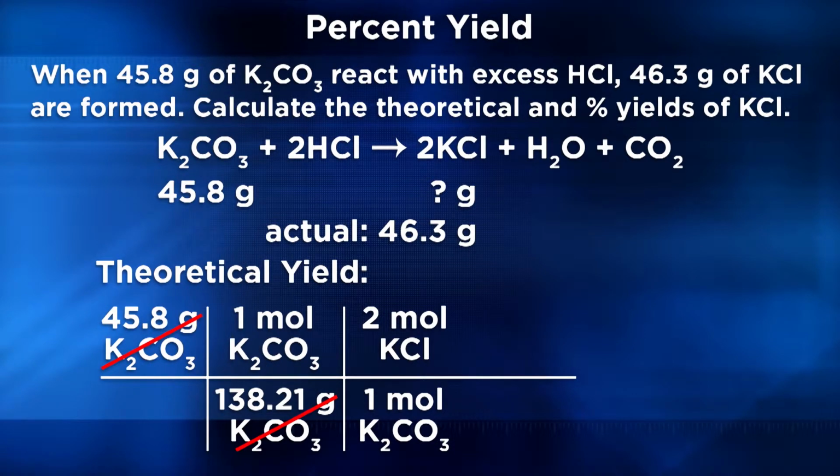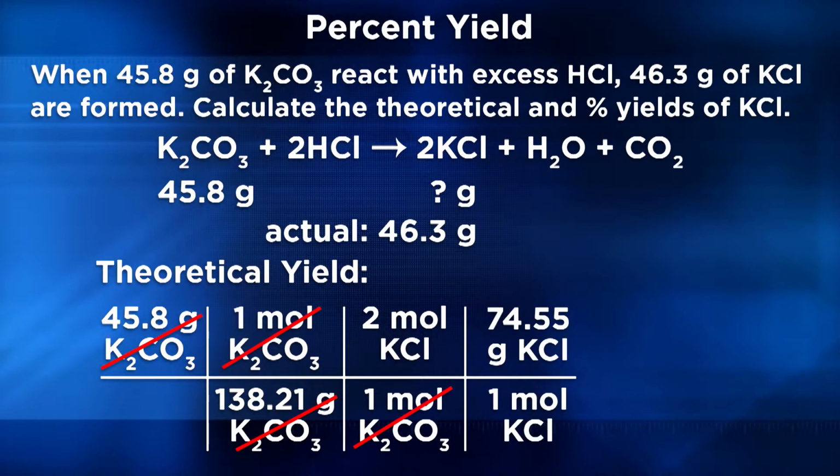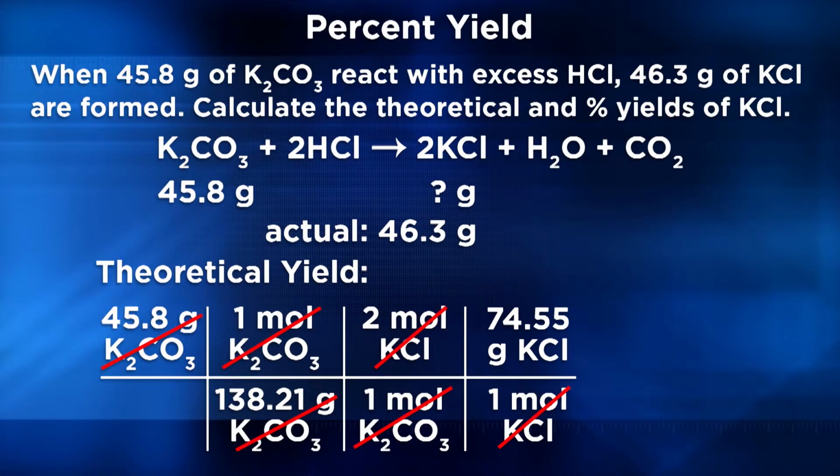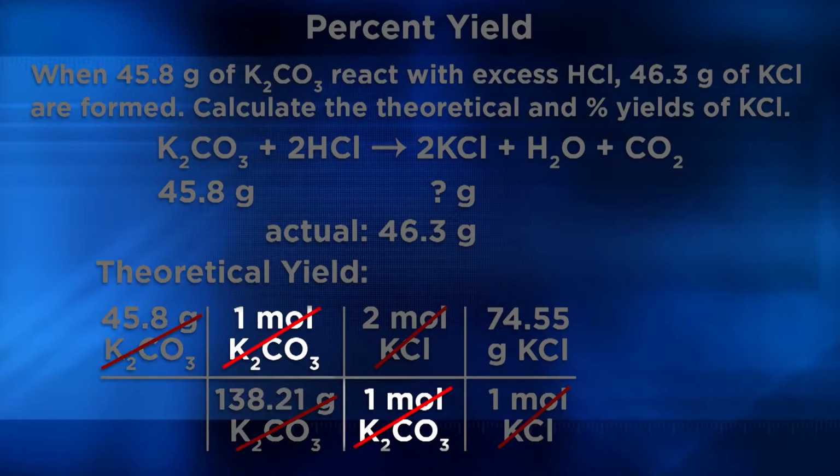Next, since we need to solve for the theoretical yield of potassium chloride, we would convert from moles of potassium chloride to grams of potassium chloride by bringing down our unit of moles of potassium chloride. Then we can use the molar mass of potassium chloride, 74.55 grams, to convert to grams in this last step. Notice that we're canceling our units, grams of potassium carbonate and moles of potassium carbonate, along the way.